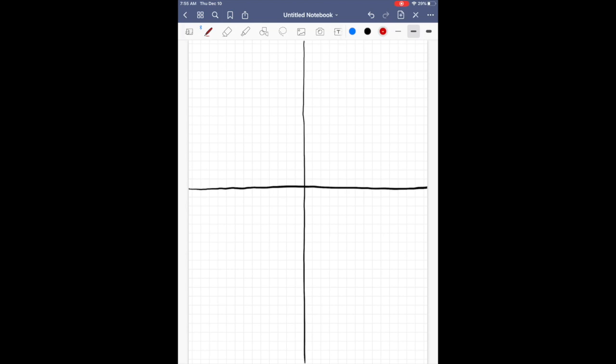So on our coordinate plane, we always have our x-axis, which is our side-to-side axis, and then we have our y-axis, which is our up and down. Our graph is divided into 4 quadrants. It starts in this quadrant, which is the most common one. This is our positive quadrant. So all of our coordinates are positive in this one.